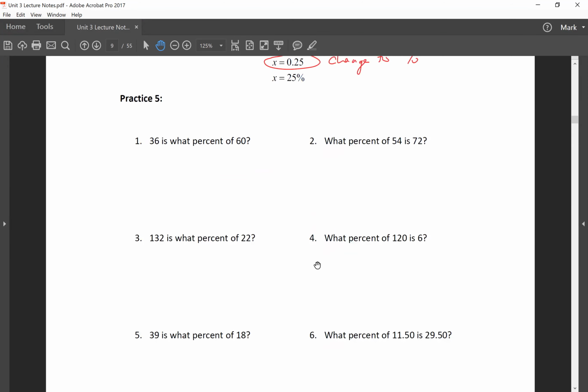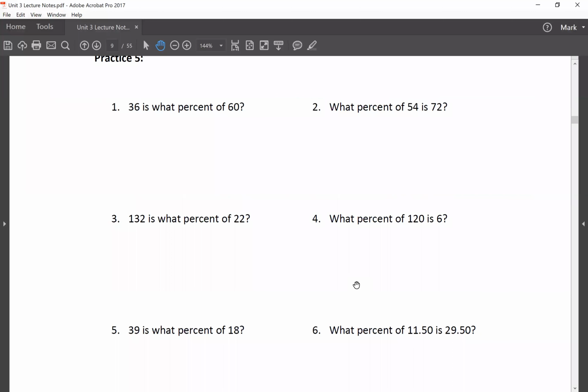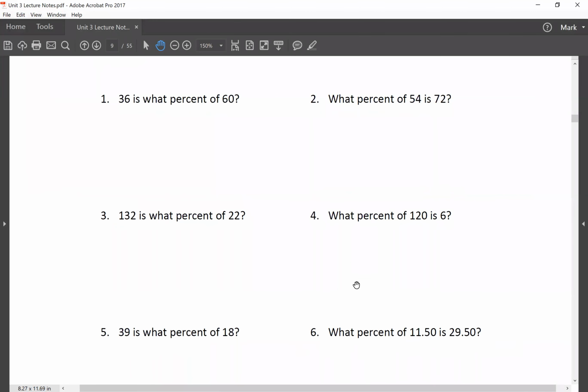All right, I'll just start with an easy one. Well, they're all pretty easy. It's just that some of these numbers are very straightforward and some are decimals. But 36, let me zoom in too, that way I can write a little bit bigger.